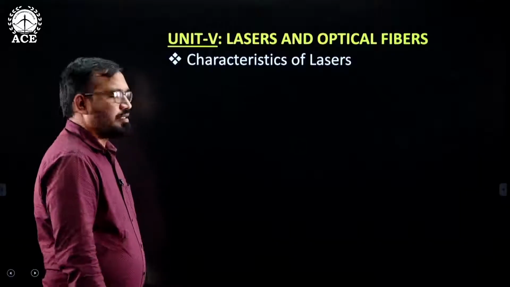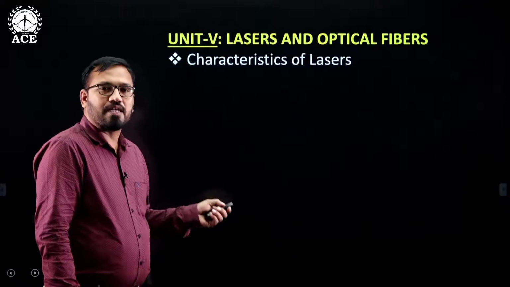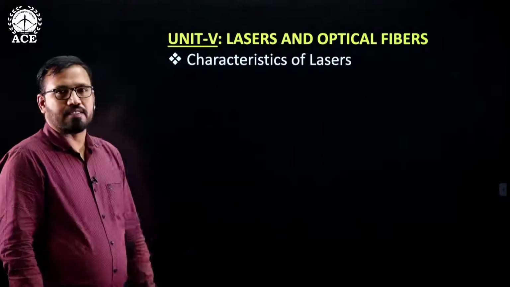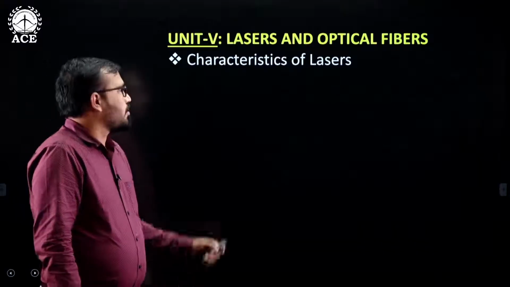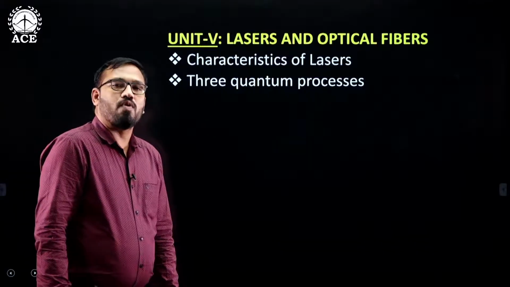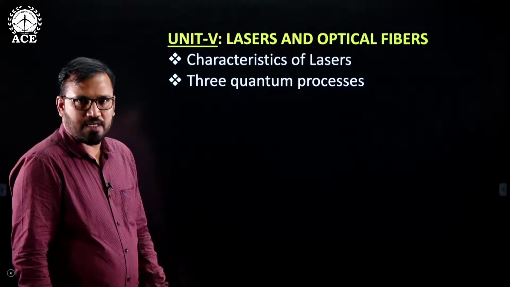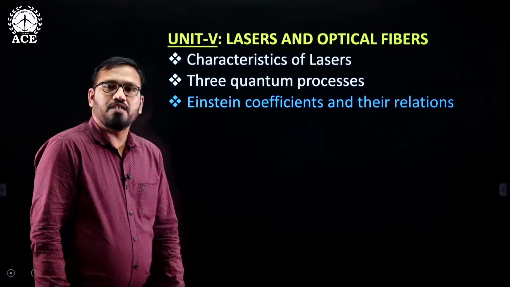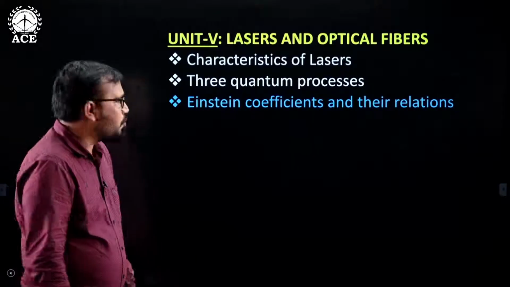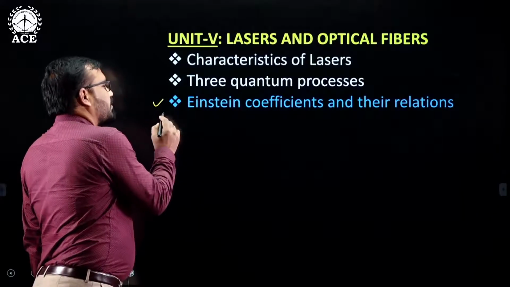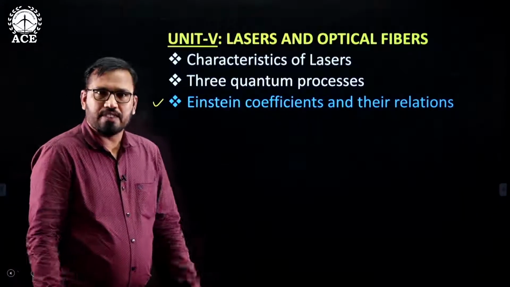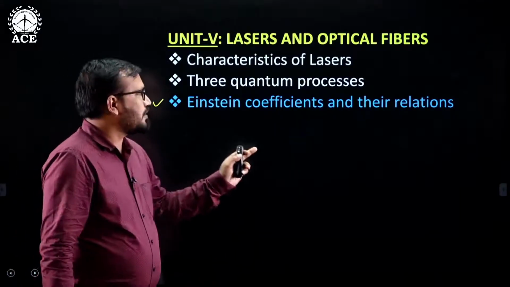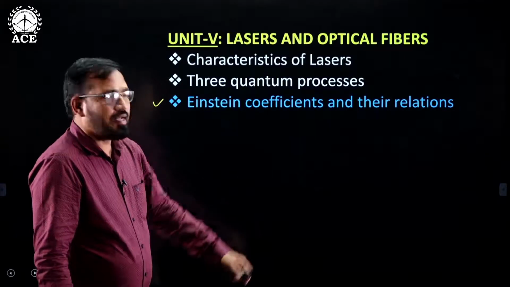In this, I am going to explain what the contents are, that means what topics are present in lasers and optical fiber. First one is characteristics of laser. Next, quantum states. There are three quantum states, and what these quantum states are is also very important. Next, we have Einstein coefficients and their relation. It is the most important question, more frequently asked in the university as well as in the autonomous syllabus.